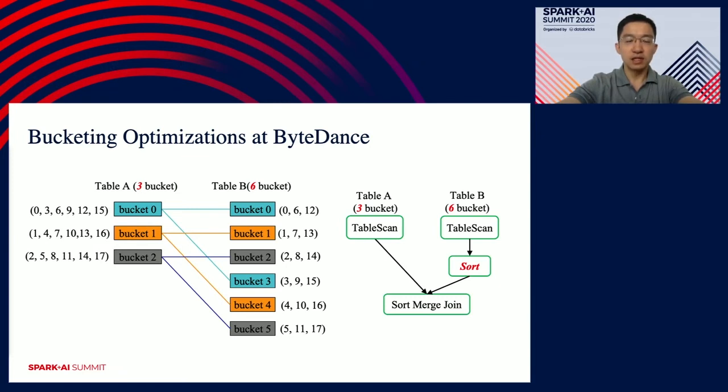The first method is that we can combine bucket 0 and bucket 3 in table B, combine bucket 1 and bucket 4 of table B, and combine bucket 2 and bucket 5 in table B, so that after the combination, table B will have 3 buckets, and it can join with table A without shuffle. On the right side, we can see that we can combine them with sort exec. So the physical plan will be like this: we scan table B and sort table B. Then it can be joined with table A without shuffle.